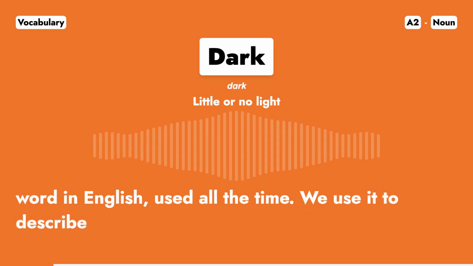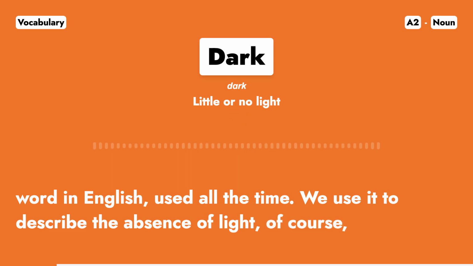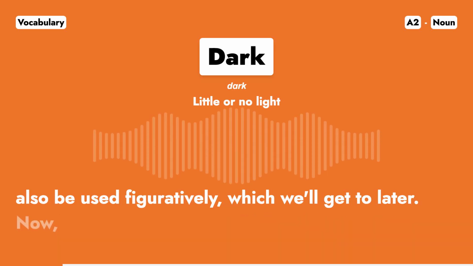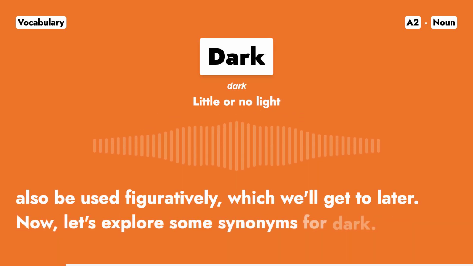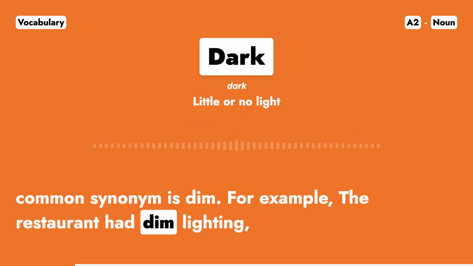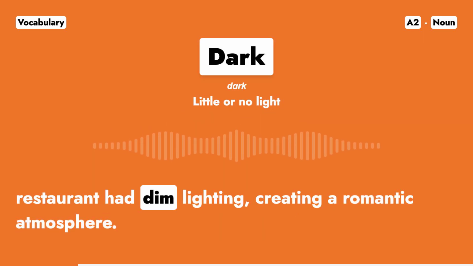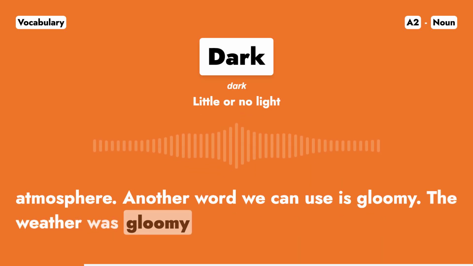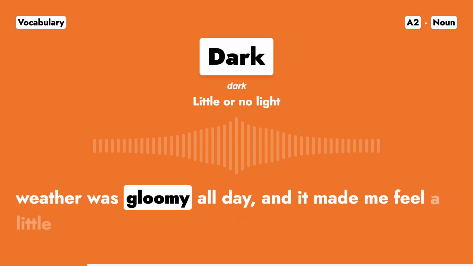We use it to describe the absence of light, of course, but it can also be used figuratively, which we'll get to later. Now, let's explore some synonyms for dark. One common synonym is dim. For example, the restaurant had dim lighting, creating a romantic atmosphere. Another word we can use is gloomy. The weather was gloomy all day, and it made me feel a little sad.